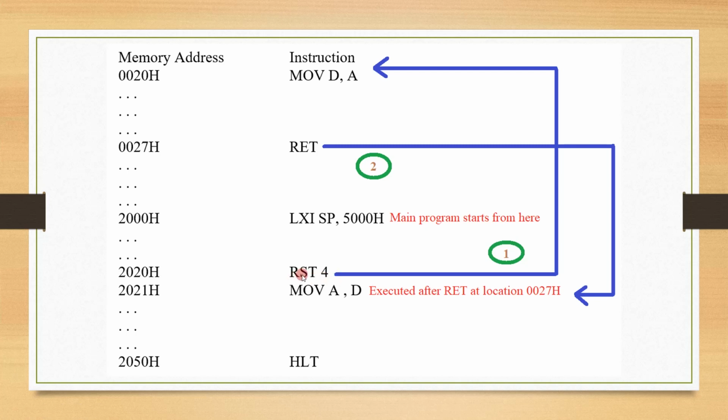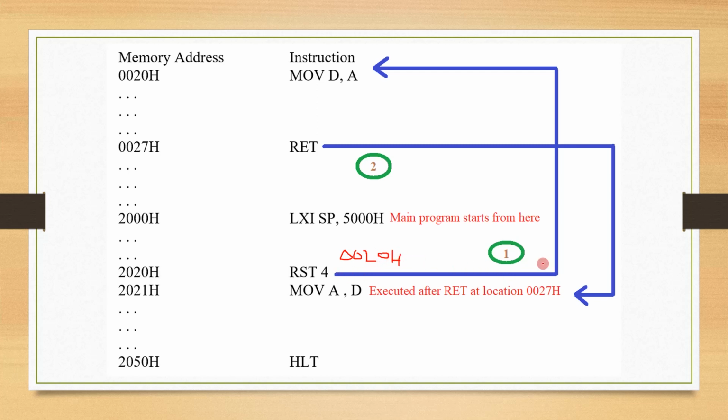a program instruction. RST4 is a program instruction, but it is an interrupt instruction, a software interrupt instruction. So as soon as the microprocessor encounters the RST4 instruction, it knows where it has to jump. It has to jump to location 0020H.